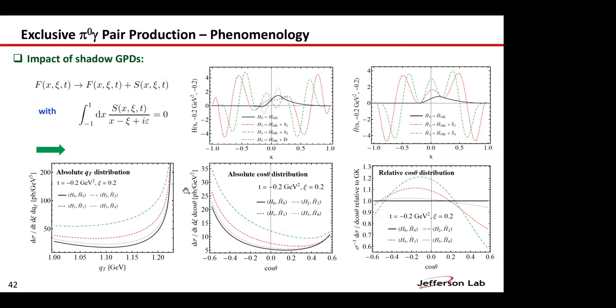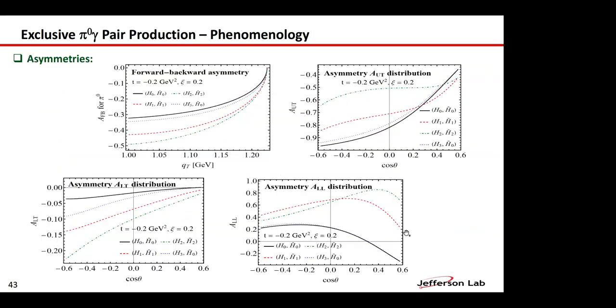It's multiple picobarns. I talked to my colleagues at JLab, and because of the luminosity they have, they told me you should be able to measure it. Then you also take the relative size between the different shadow GPDs. You can see you can have a 20 or 30% effect. So that's for this absolute cross section.